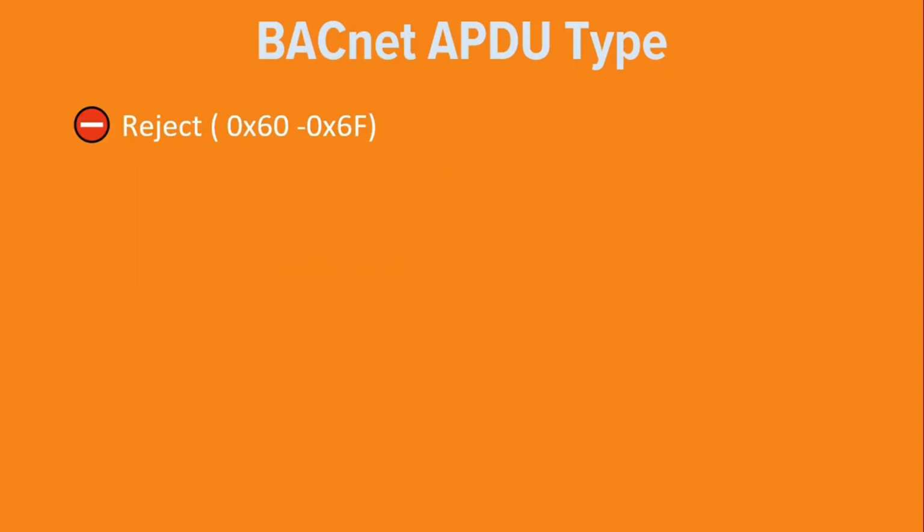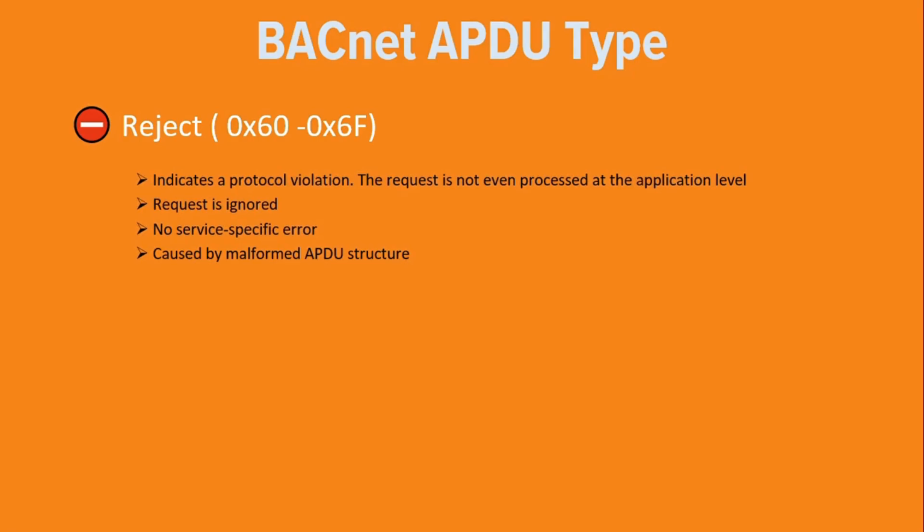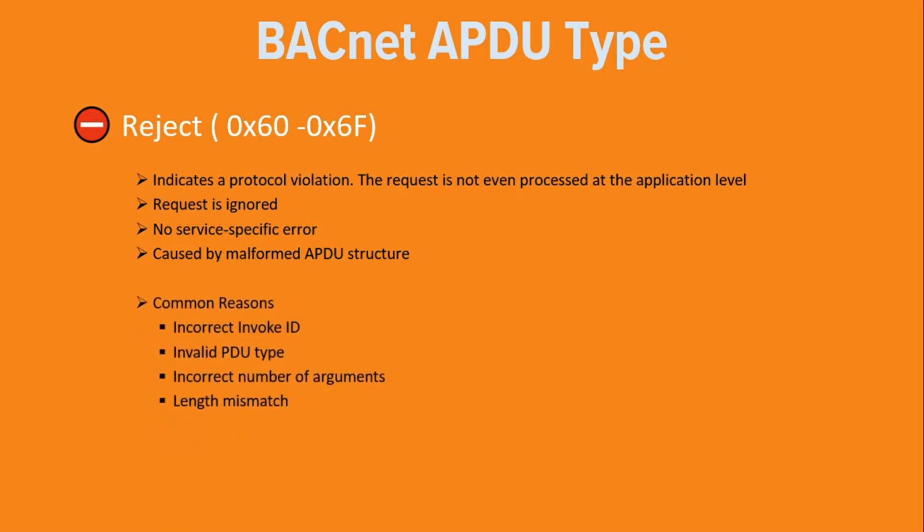A reject indicates a protocol violation. The request is not processed at the application level, and there's no service-specific error returned. This usually happens because the APDU structure is malformed. Common reasons include an incorrect invoke ID, an invalid PDU type, an incorrect number of arguments, or a length mismatch.